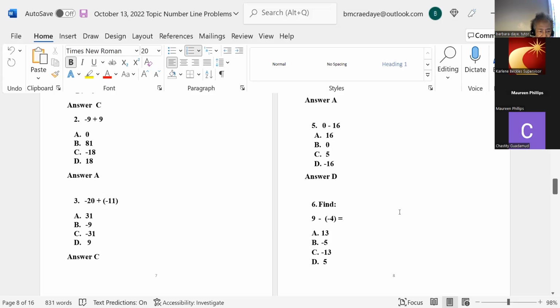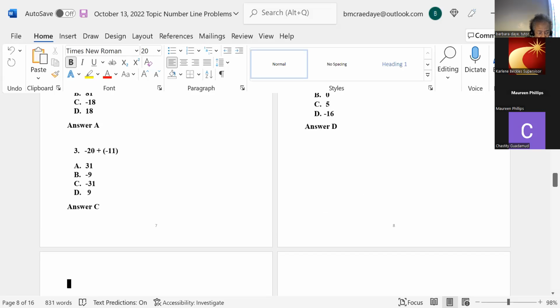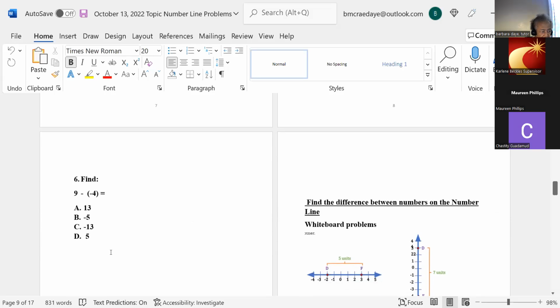I got to figure out this one. Let's see. Okay. Minus 4 and a minus 9. 9 minus a negative 4. So that will be 5. No. Whenever you are subtracting a negative, you really make your negative a positive, and then that becomes what? Then it's an add.